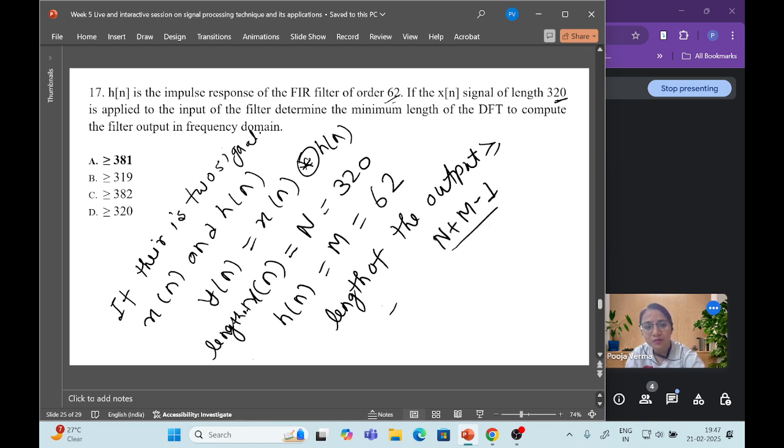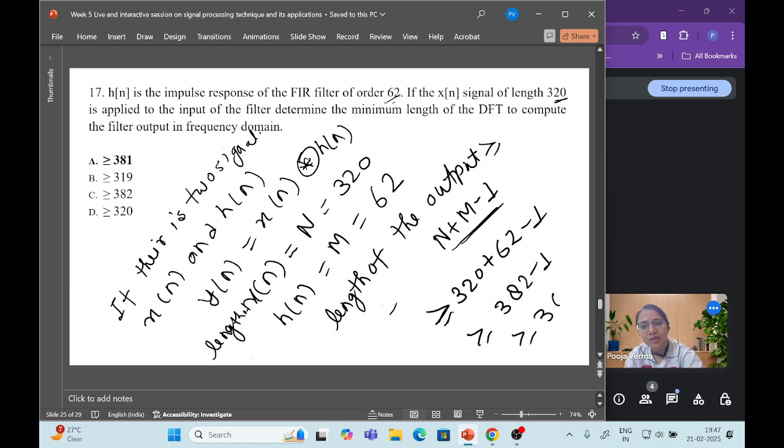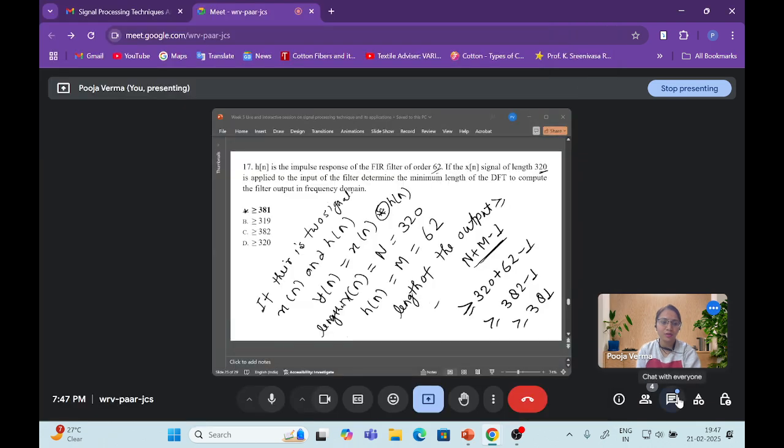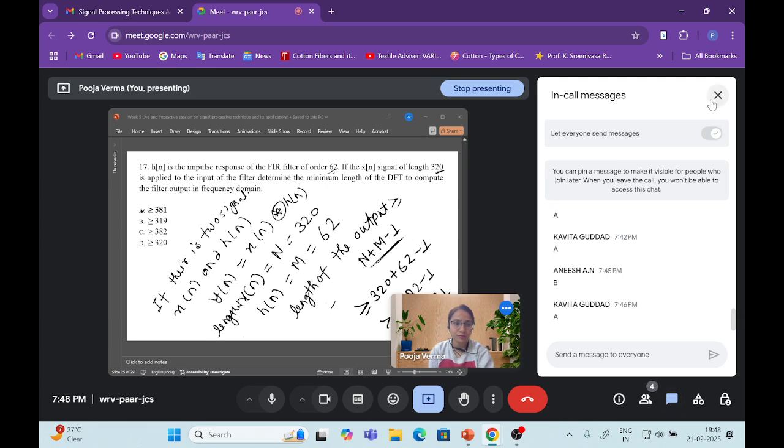So this one is a formula. Okay, so here all the lengths are given. So 320 plus 62 minus 1, so it is less than or equal to 382 minus 1. So it must be 381. Okay, so if there are two signals given, their minimum length will be N plus M minus 1. This one is another formula. So option A is the correct answer for this question.